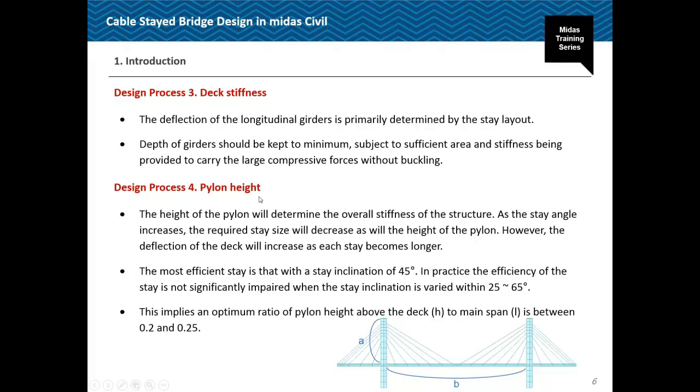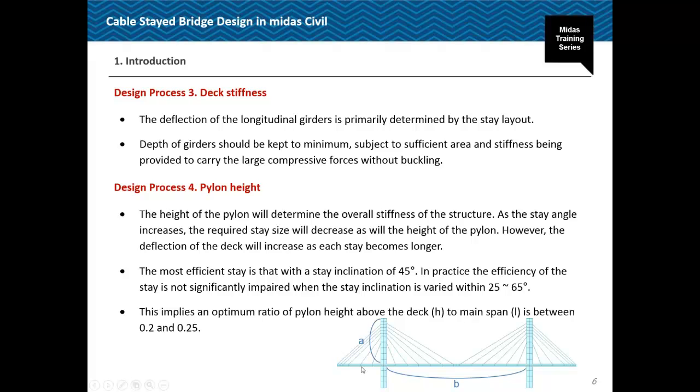And the pylon height needs to be determined. The pylon height will determine the overall stiffness of the structure. If we have a higher pylon, it means the angle of the cable will also be increased, and it can make the cable dimension smaller. But it also means the cable length will become longer, and it will cause larger deflection in the deck.